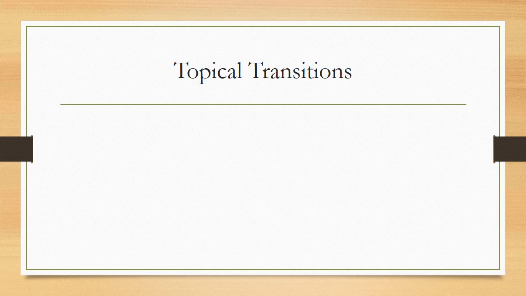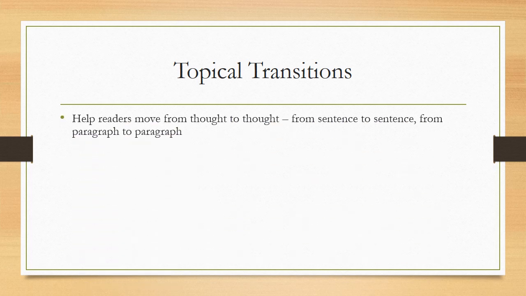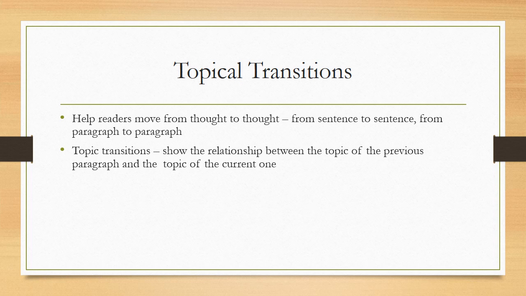And ideally, all those topics are related because they all support the thesis. So if they all support the thesis, what is the connection from one to another? They help readers move from thought to thought, from sentence to sentence, from paragraph to paragraph. And then if you have a paragraph on topic A and a paragraph on topic B, what's the connection between those two?